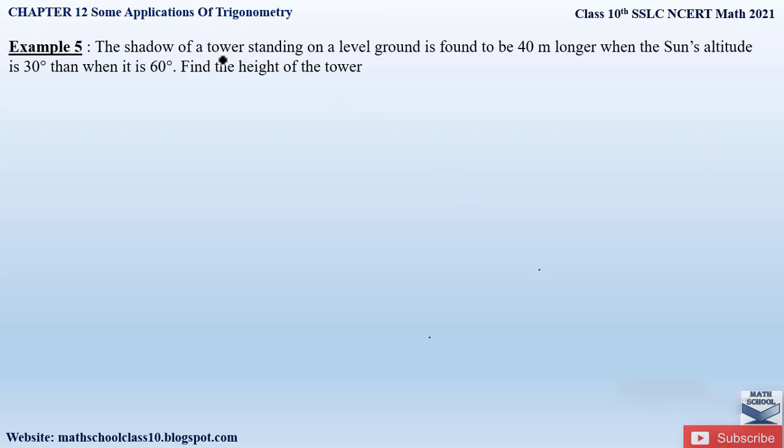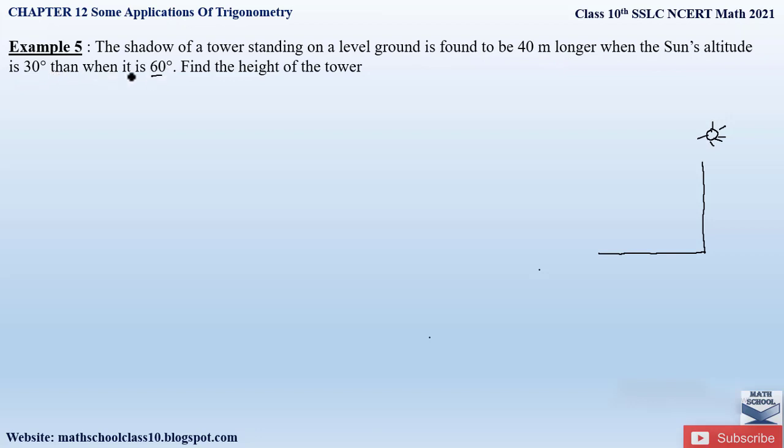Again, let us draw the figure first by reading the question. So here we have a tower standing on a level ground. Let us first draw a tower which is standing on a level ground, and we have the shadow of the tower. Whenever the sun is on the right hand side, the shadow will be on the left hand side, so I'll be drawing the shadow on the left hand side. The shadow is found to be 40 meter longer when the sun's altitude is 30 degree than when it is 60 degree.